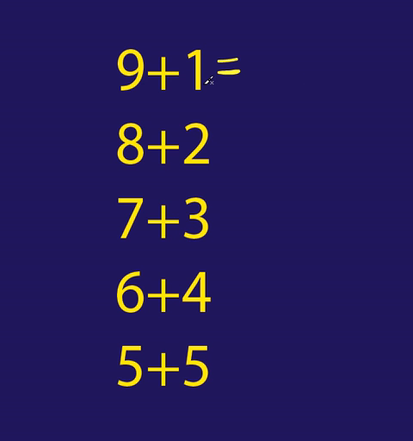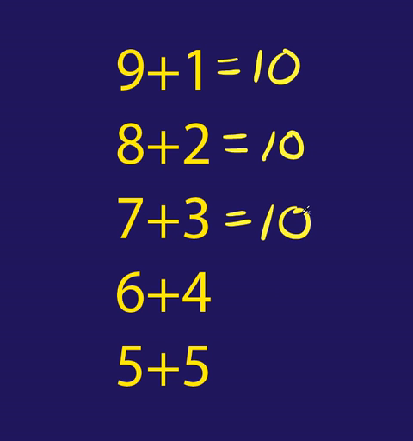So let's first review. We'll do a little review of the basic compatible numbers. 9 plus 1, that's 10. 10 is easy. Once we get tens, our lives are easy. 8 plus 2 is 10. 7 plus 3, you got it, 10. 6 plus 4 is 10. And 5 plus 5 is 10.